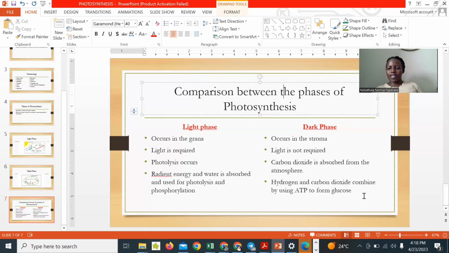But when it comes to the dark phase, this is where your carbon dioxide is absorbed by the plant via the stomata from the atmosphere. It is very important for you guys to remember that. And your hydrogen and carbon dioxide are going to combine using your adenosine triphosphate so that glucose can be formed. So this is it, guys, for photosynthesis.